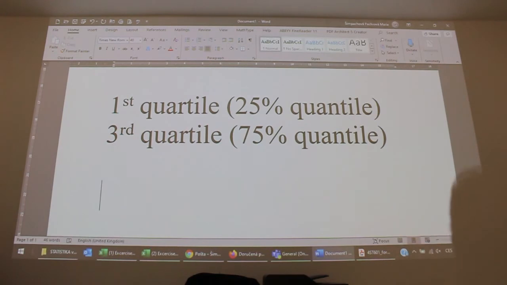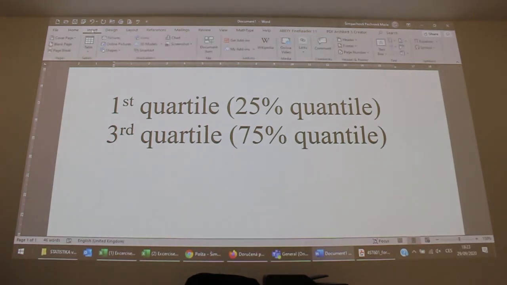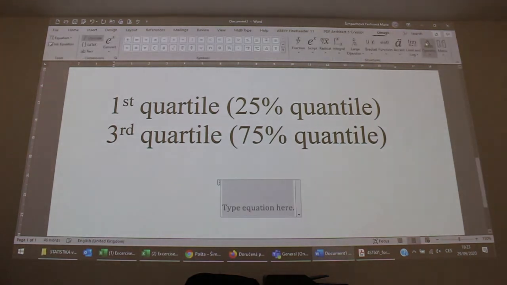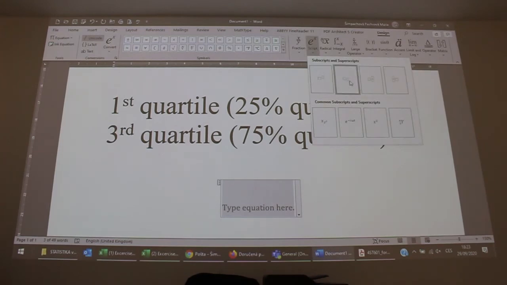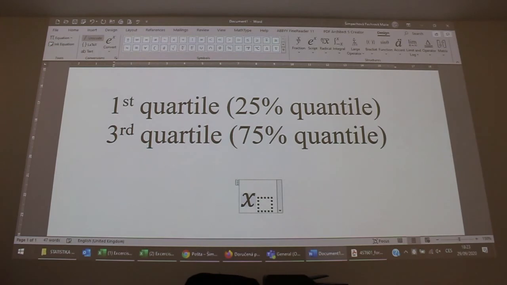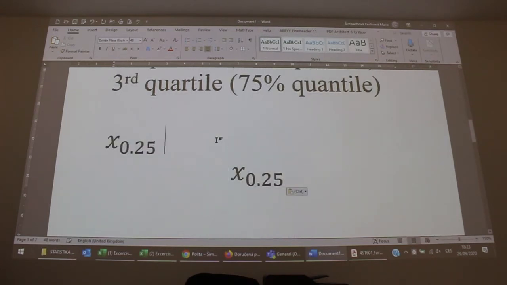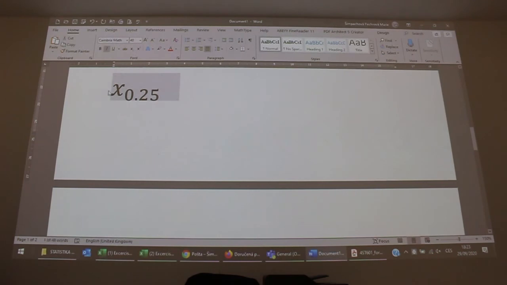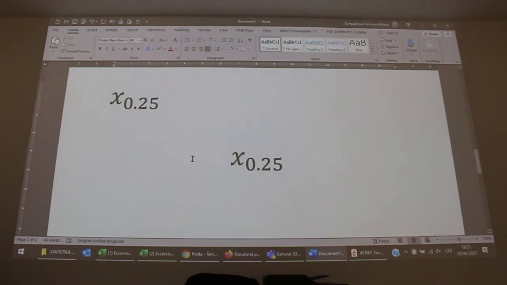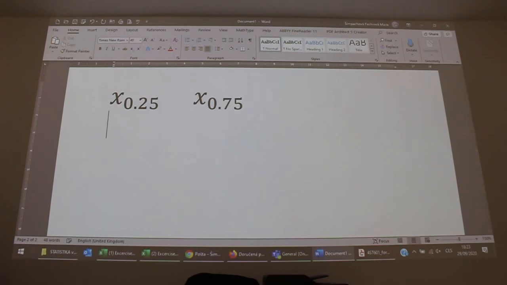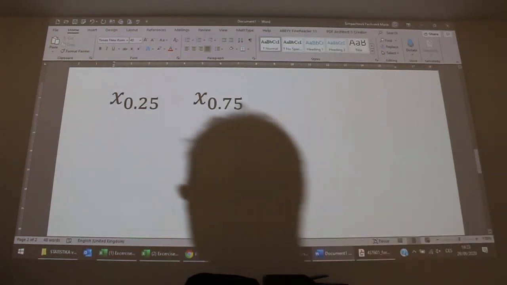It means that we must calculate, I will use the insert button, equation, and script this. We must calculate x 0.25 and copy, paste. Sorry. 0.75. So 0.25 and 0.75. This value is the p-value, the product, as from your formulas.